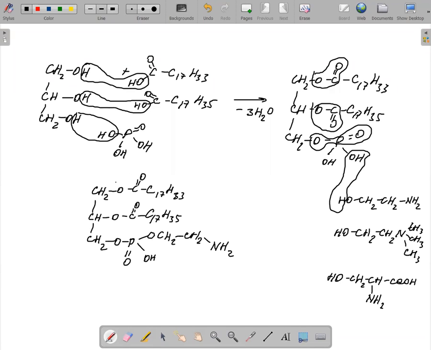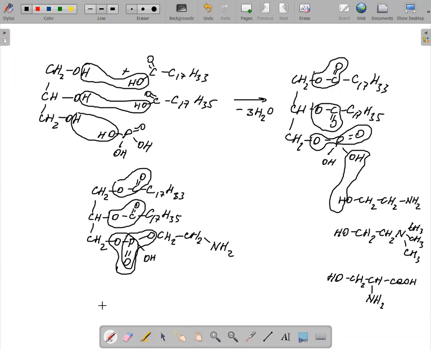Functional groups here are ester bonds or ester functional groups. And in the residue of phosphoric acid here, there are two ester bonds. So the answer to the question, how many functional groups? 1, 2, 3, 4 ester functional groups.